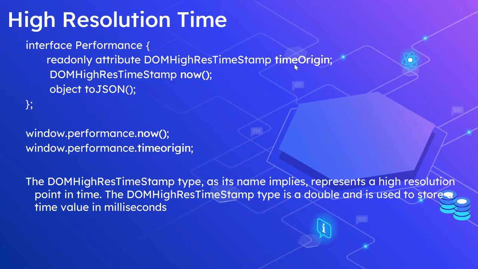The time origin returns the high resolution timestamp of the start time of the performance measure, when the performance measure started. Then now returns the current time in milliseconds. The returned value represents the time elapsed since the time origin. Then toJSON, this method returns the JSON object representing the performance object. The DOM high response timestamp represents a high resolution point in time. The type is double and is used to store the time value in milliseconds. The attributes and methods can be invoked through the window.performance object.